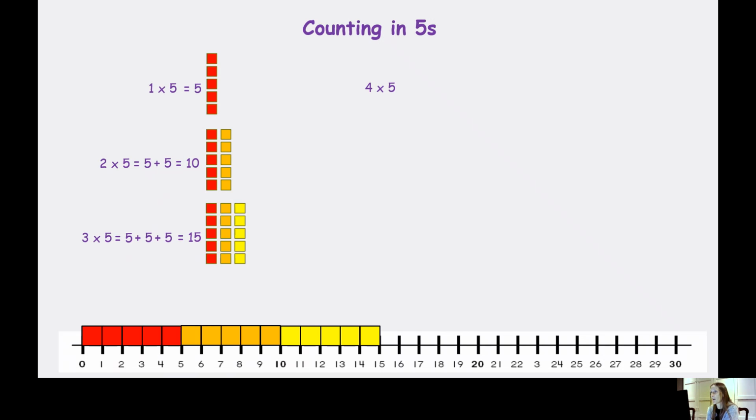Fourth number, and we find that by working out 4 times 5. And that means 4 lots of 5, so 5, add 5, add 5, add 5. 4 lots of 5, and that gets us to 20. If I add that onto my number line, you can see my fourth lot of 5 brings us up to 20.